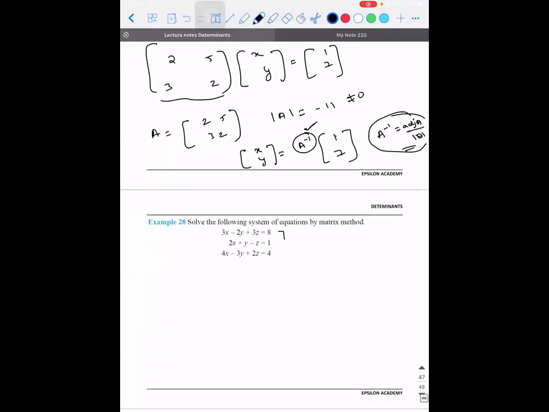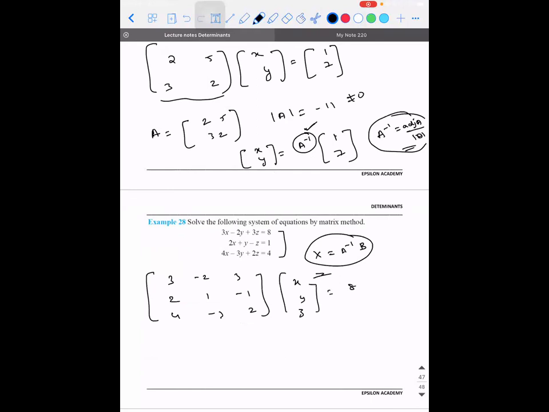Similarly, this also you can solve. X is equal to A inverse of B. So I will write the outline alone. 3 minus 2, 3, 2, 1 minus 1, 4 minus 3, 2 multiplied with x, y, z comes out to be 8, 1 and 4. Then first find whether it is a singular or a non-singular matrix. If it is non-singular, you can solve it. Singular, stop it.